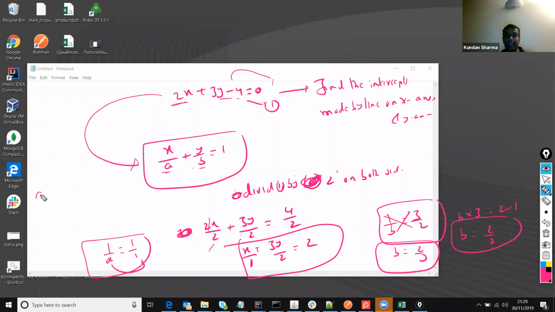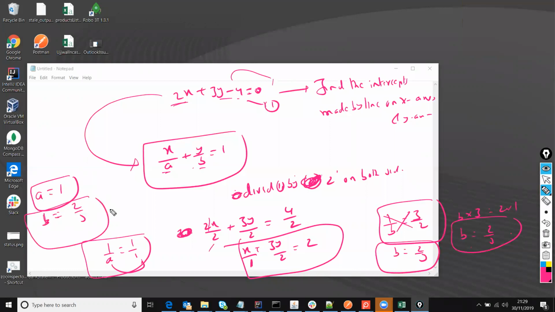So we can say that the intercept made by the line on x-axis is 1, and the intercept made by the line on y-axis is 2 by 3. Is this clear to you, Apur? Yes. Agrima, is it clear to you? Yes. So this is one way to find out. There could be another way also. What is the other way? Let's try to find out the other way.